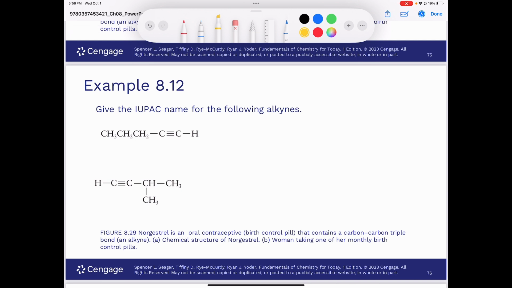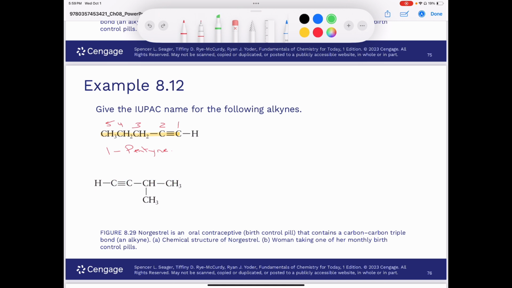And so we'll start with the one on the top, and we want to number the longest carbon chain, which is this one here. We want to number it so that we give the triple bond the lowest possible number. So 1, 2, 3, 4, 5. And so this would be 1-pentyne. It's supposed to be a letter E. Anyhow, 1-pentyne.